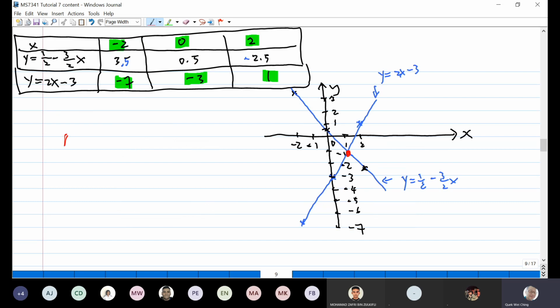So the answer is x equals -1, y also equals -1. Okay, the common point where these two lines intersect. Everything from the graph. That is how you solve this question 3a. Okay, 3b is a similar one. So I showed you how to do 3a already, so 3b will be similar.